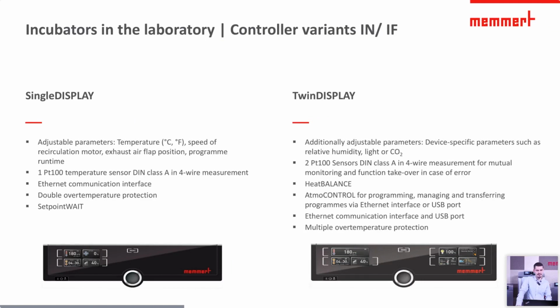There are 2 different displays available, the single and the twin display. The additional features of the twin display compared to the single display are additional adjustable parameters. These are device-specific, such as relative humidity, light, or CO2. Also, there are 2 PT100 sensors as standard, DIN Class A, in 4-wire measurement for mutual monitoring and function takeover in case of an error. Also, for the twin display, the Atmo control software for programming, managing, and transferring programs via Ethernet interface is standard.